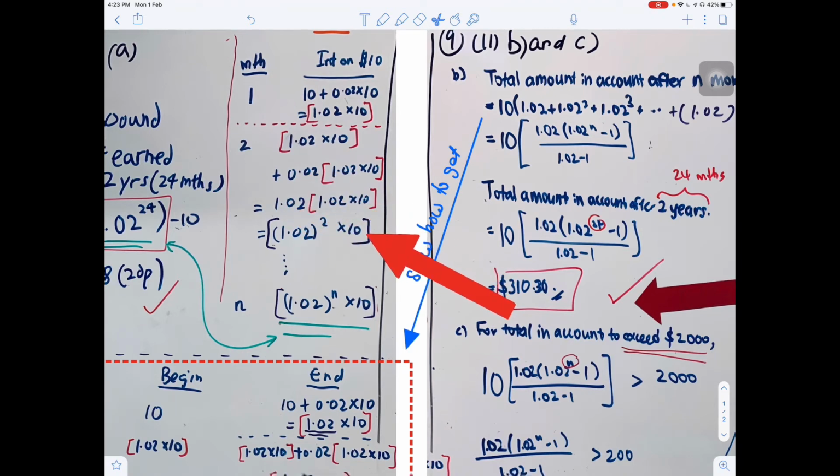And now you can see the pattern already. Why? Because this 1.02 multiplied in gives you 1.02 squared. So month number 1 is 1.02 times 10. Month number 2 is 1.02 squared times 10. Now I think you can see the pattern already.